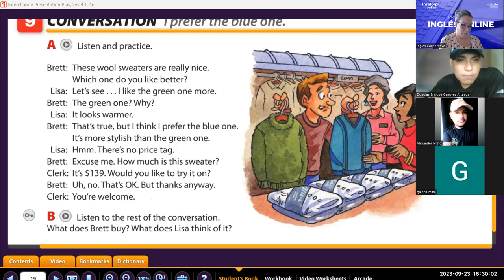These wool sweaters are really nice. Which one do you like better? Let's see. I like the green one more. The green one? Why? It looks warmer. That's true, but I think I prefer the blue ones. It's more stylish than the green one. There's no price tag. Excuse me, how much is that sweater? It's 139. Would you like to try it on? No, thanks, okay, but thanks anyway. You're welcome.